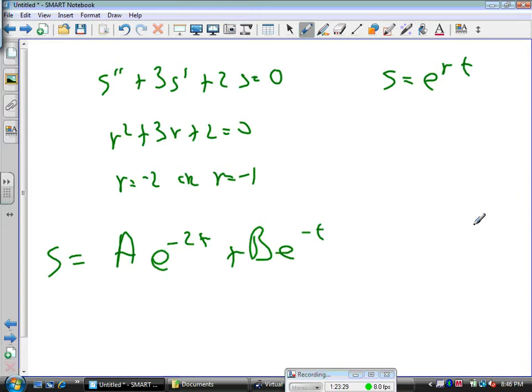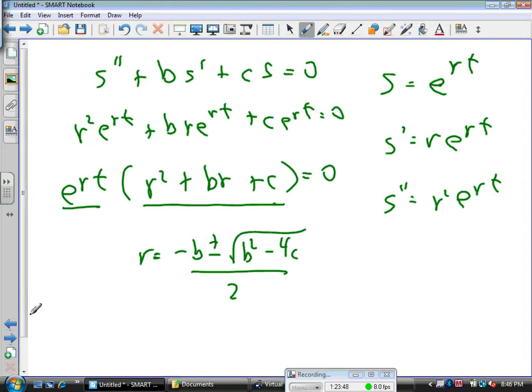Remember? Euler's identity, cis theta, complex powers of e, gives you sines and cosines. What if the solution to r is complex? What if it's not real? Remember what we're solving back here. These are the solutions we get.